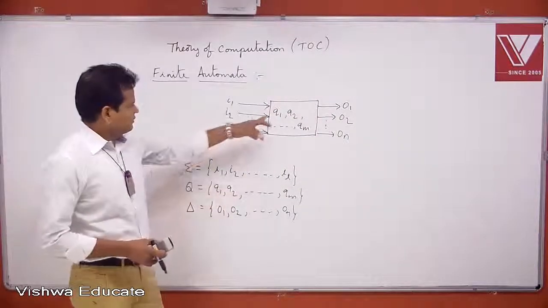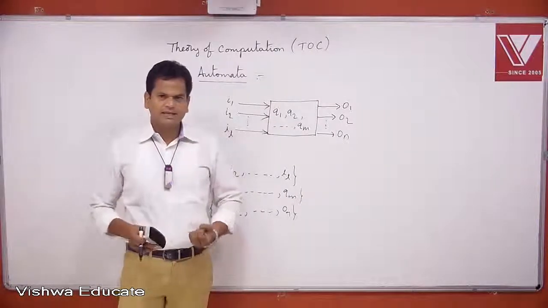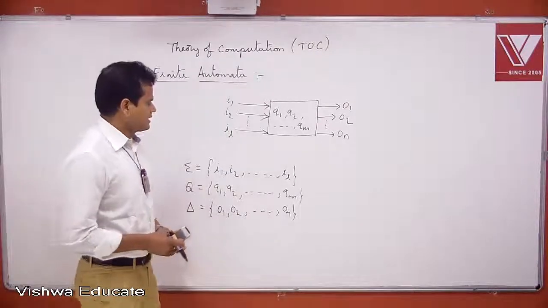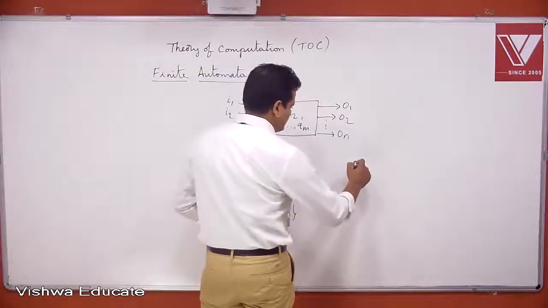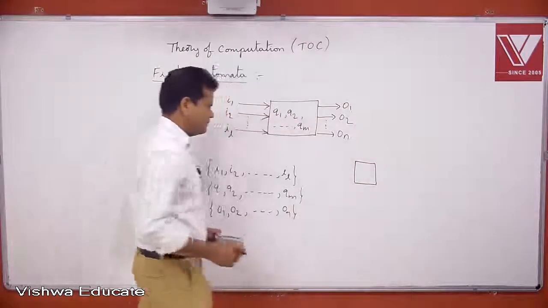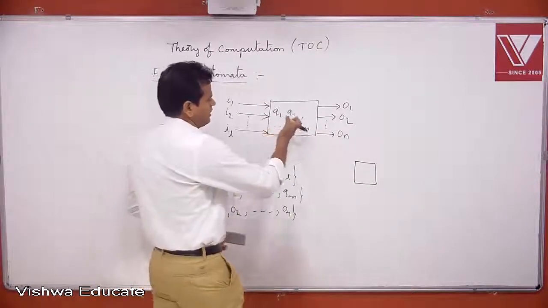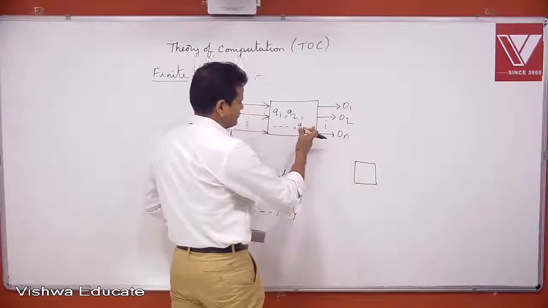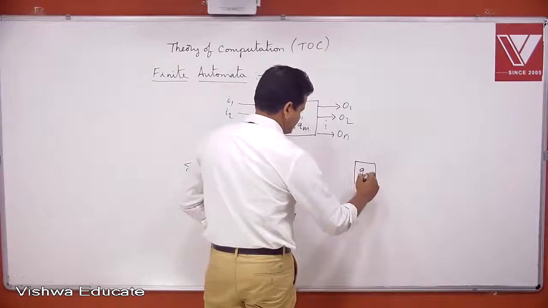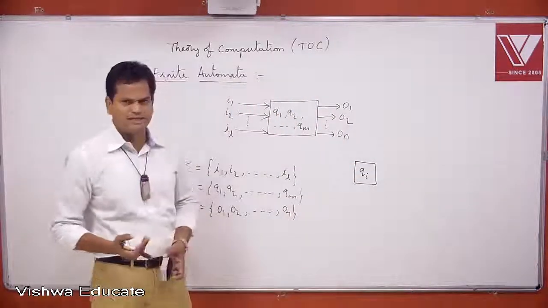Even though there are m number of states here, if you take the automata at a particular discrete time t, it will be in only one state. At a particular time, the automata will be in only one state. That state can be either Q1 or Q2 or Q3 or Q4 or any of these m states. Let the machine be in state Qi. Qi is something like Q1, Q2, Q3.